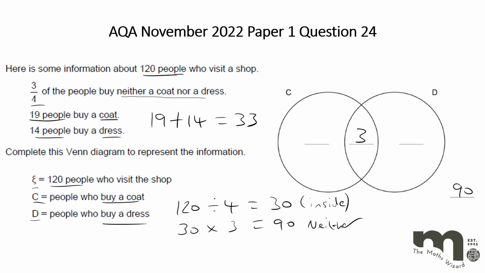So now this is going to help us to fill in the rest of the diagram. So we know that 19 people bought a coat. If we take away the 3 people that also bought a dress, that leaves us with 16. So these 16 people only bought a coat, but they didn't buy a dress. So they're the coat only essentially. Then if we take that 14, and do 14 take away 3, that will give us 11. So these 11 people bought a dress only.